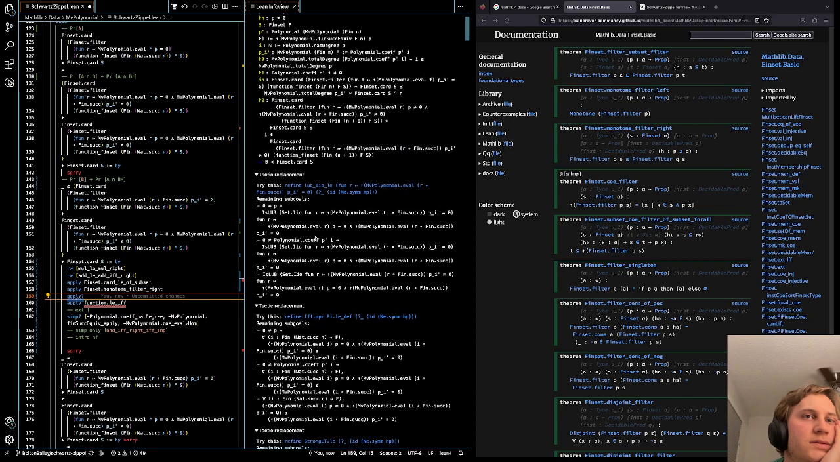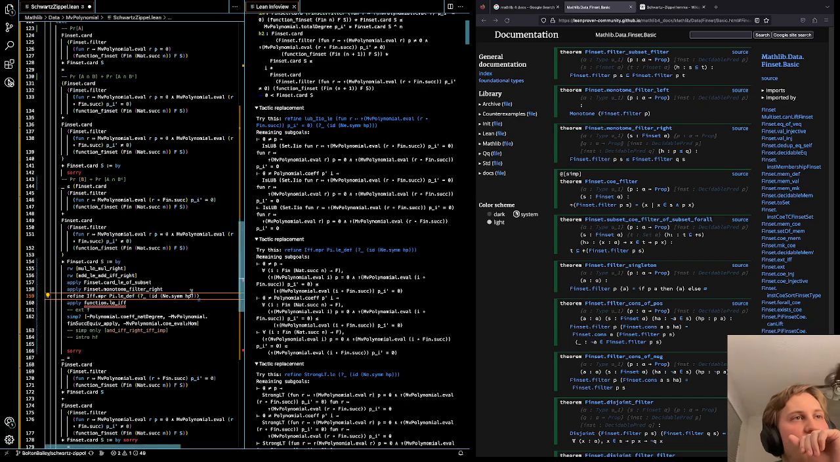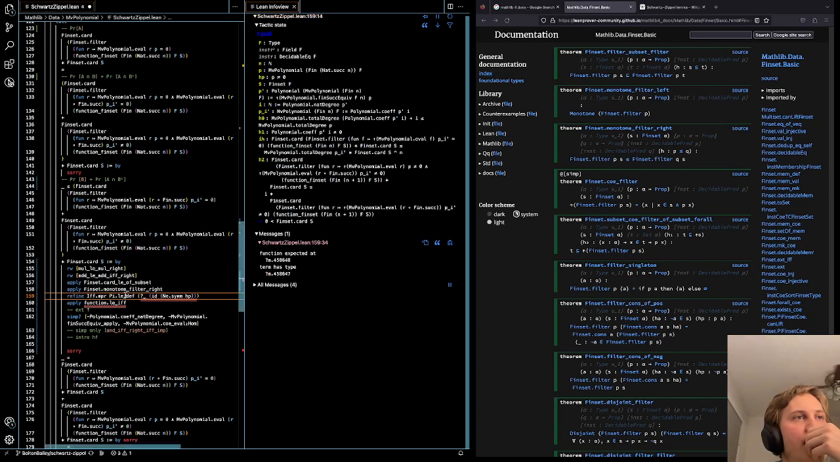Fine. Pi.ledef. Okay, this looks promising to me. Like pi, because it's a pi type, not a function type, but a pi type. Yeah, pi.ledef.